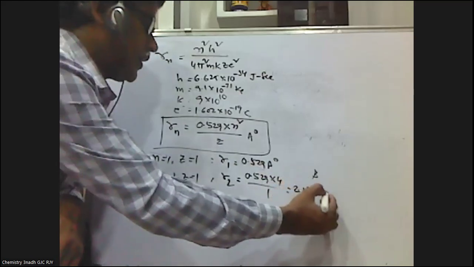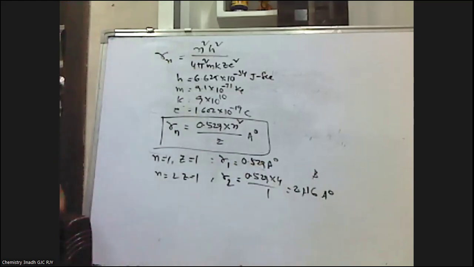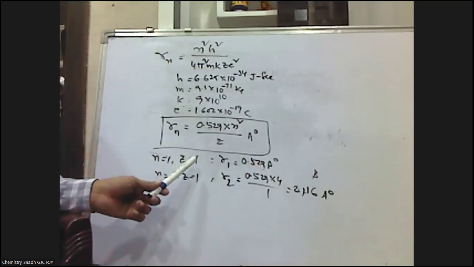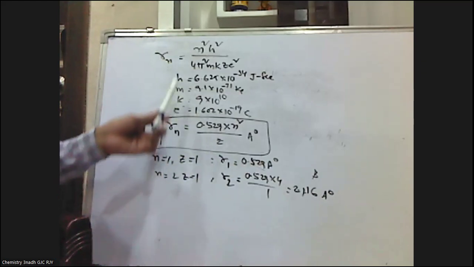So 2.11 angstrom. So these are the expressions for the hydrogen atom. For hydrogen atom, Z is equal to 1.